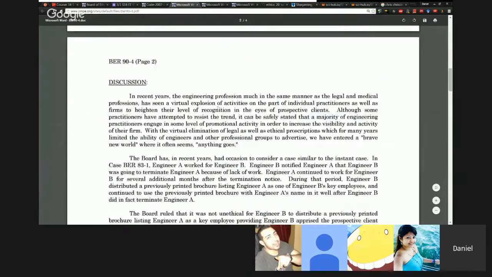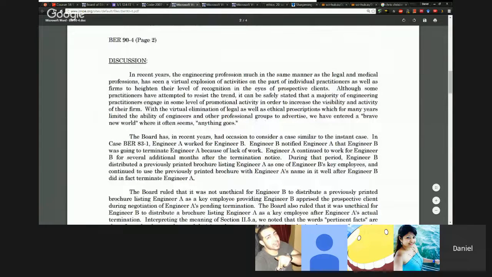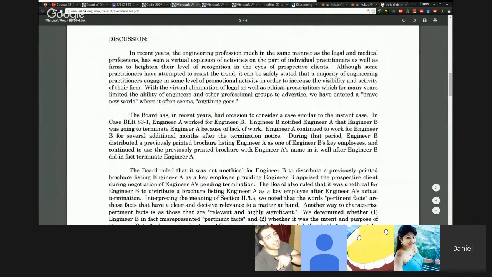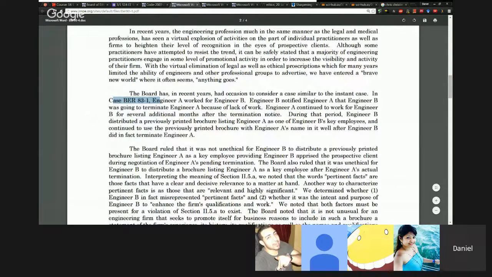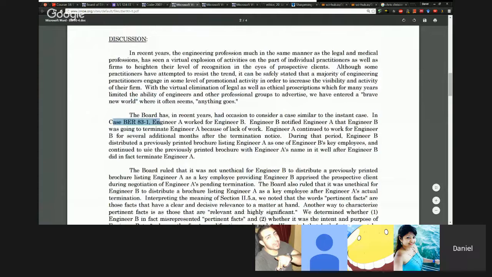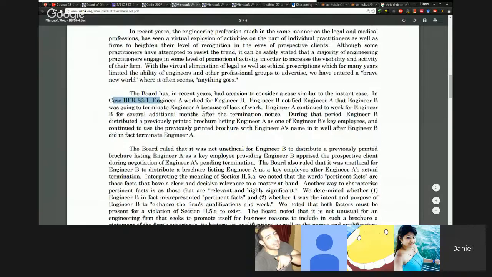The Board of Ethical Review is discussing these cases, and they relate it to a few other cases. One of the things the board recognizes is that it's not cheap to produce these brochures, and you can't just change them overnight. There's some time that goes into printing up new brochures, especially when you have a bunch of them lying around.